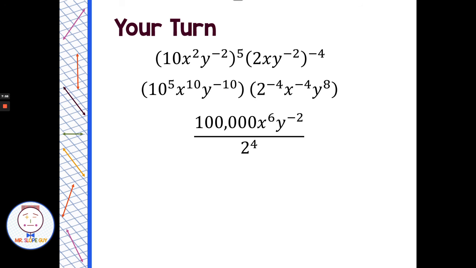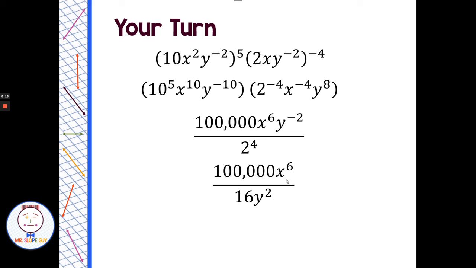The only things I have to deal with now are this negative exponent to make it positive. I'm going to want to bring this y down to make it y squared. And this 2 to the 4th, I'm going to need to multiply out. 2 to the 4th would be 16. 2 times 2 times 2 times 2. The y I brought down to make it a positive exponent. Then I don't have any negative exponents left to deal with.